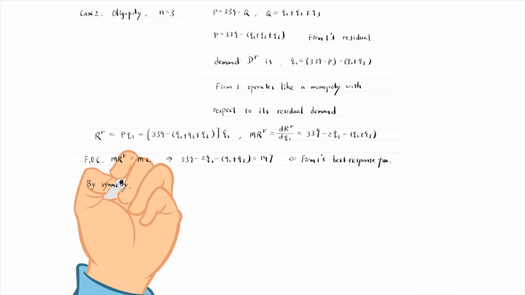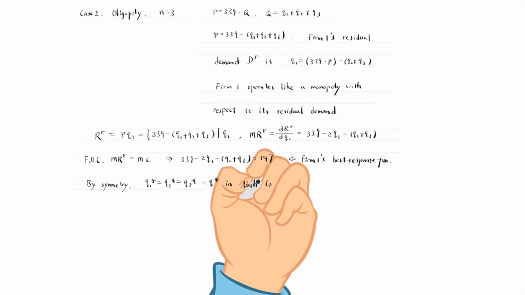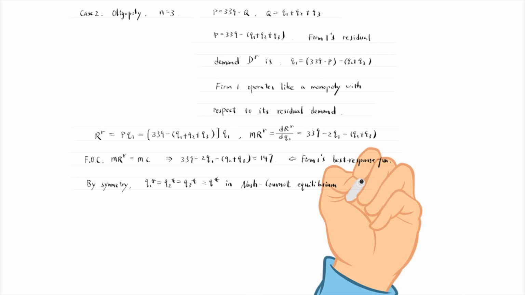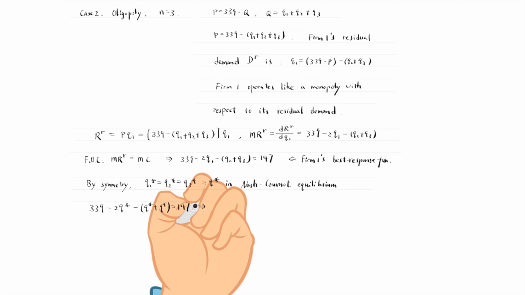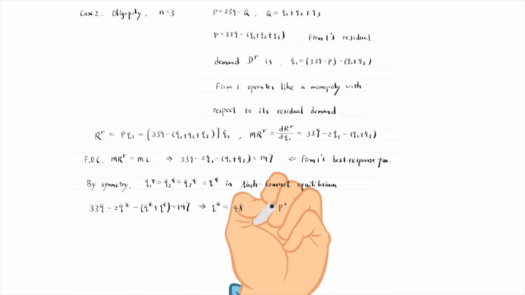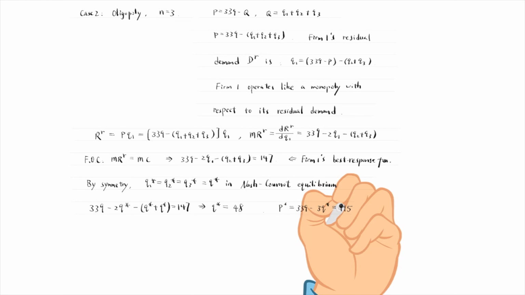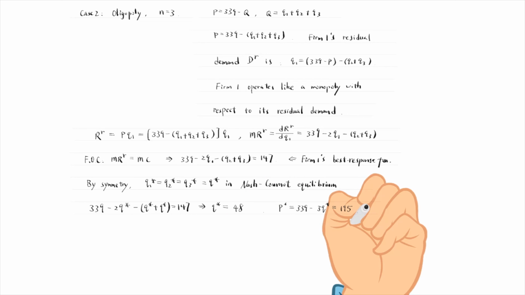By symmetry, each identical oligopoly firm's output should be the same in the Nash-Cournot equilibrium. We can write the firm's best response function with only one unknown variable, Q star, and solve for Q star. It equals 48. Substituting it into the residual demand gives the Cournot equilibrium price of 195.